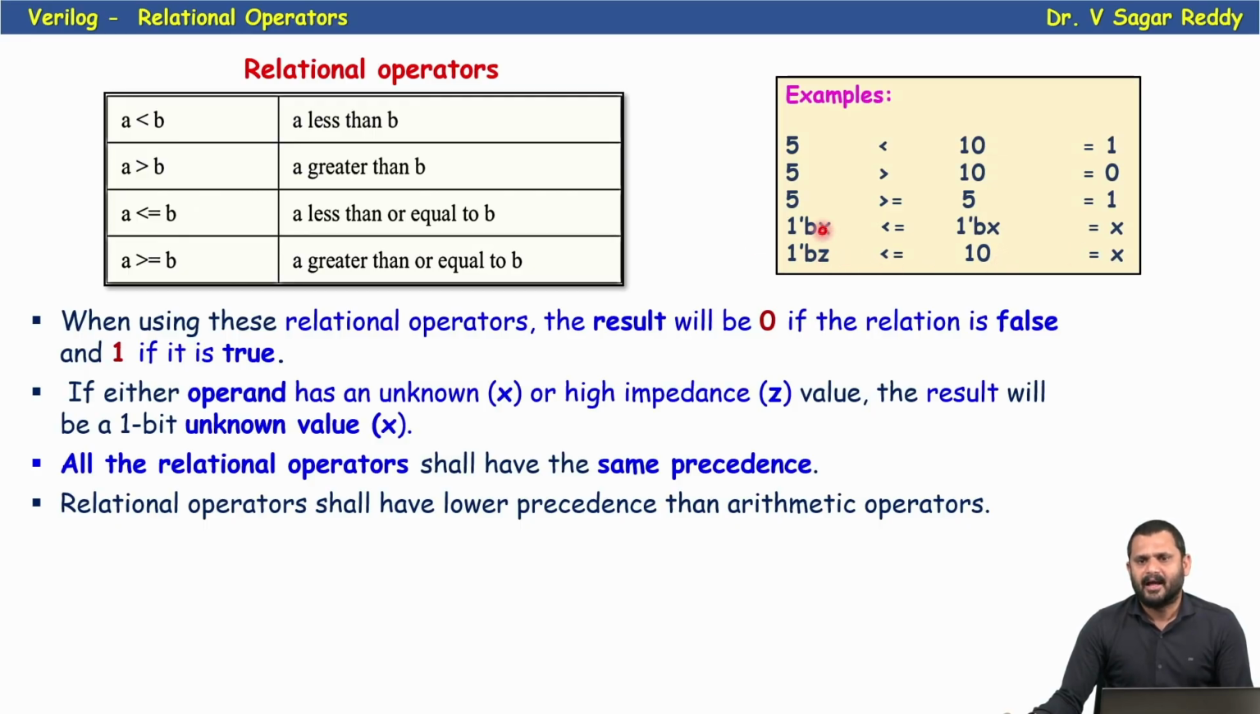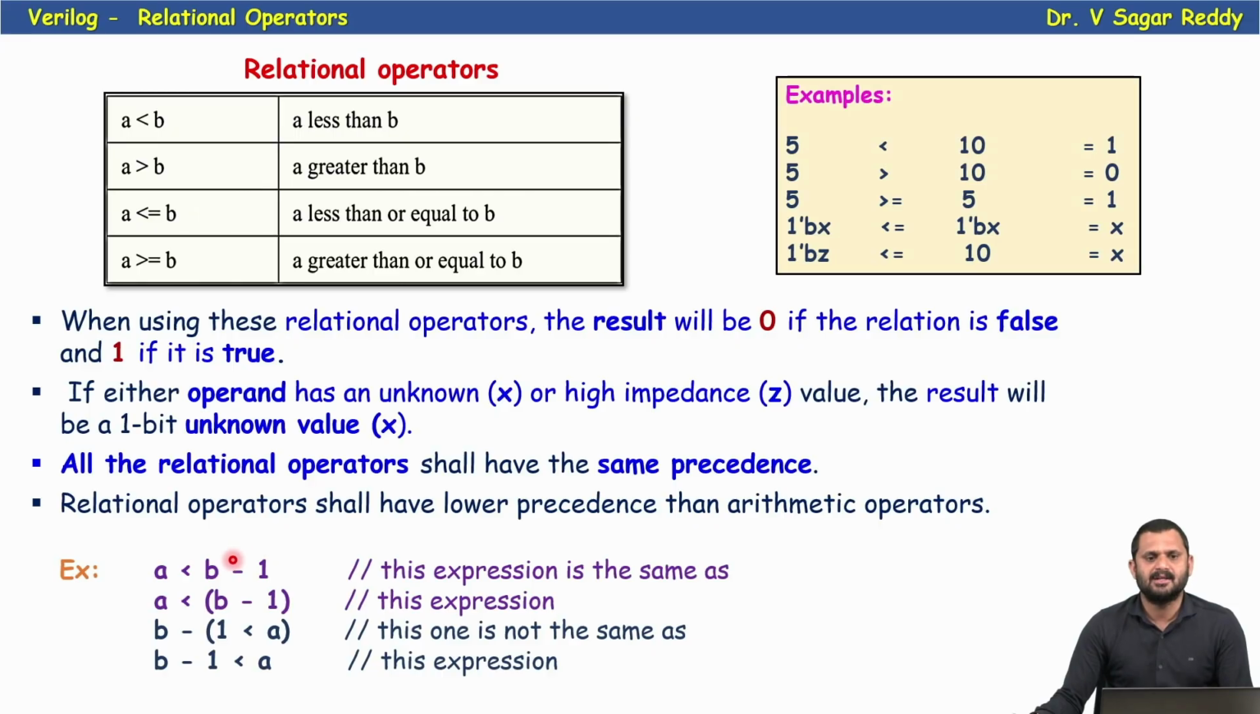Now see, if one operand contains x or z, the result will be x. In this case x, and another operand x. One operand is x means the output is x. Here one operand is z means the output is x. It won't compare, right? If one operand is x or z, directly the result will be unknown only.